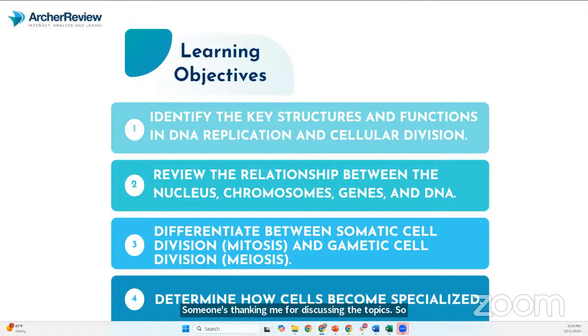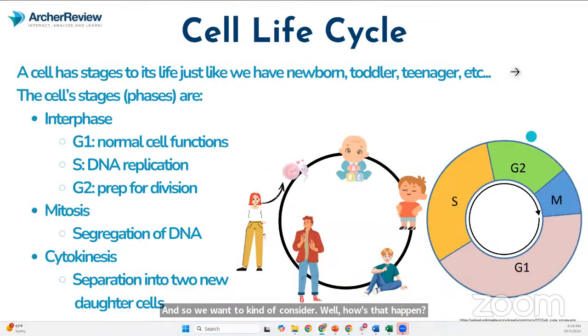And then finally, we're going to look at how cells become specialized. We just looked at all the different organelles that cells have, but the truth is some cells don't have those organelles. And so we want to consider, how does that happen? What happens there? And that's how we will wrap up this category.